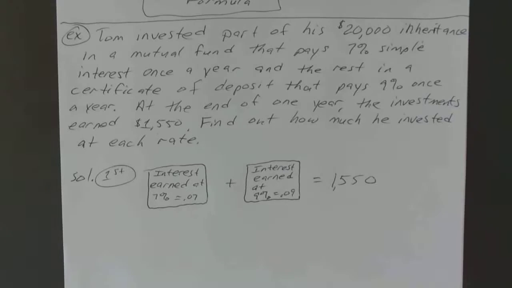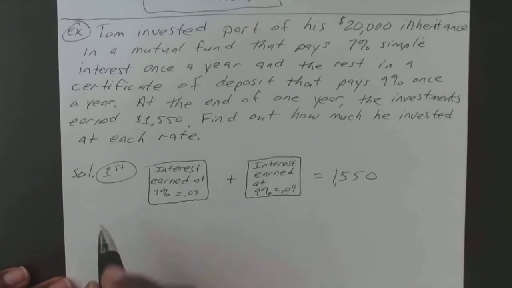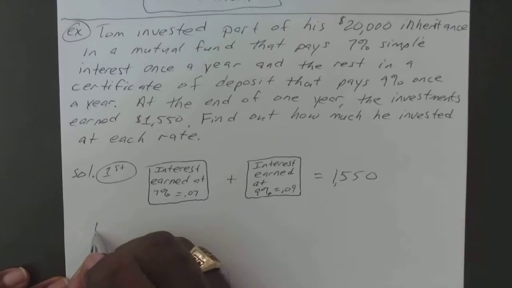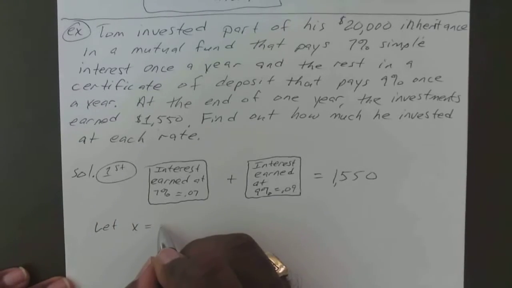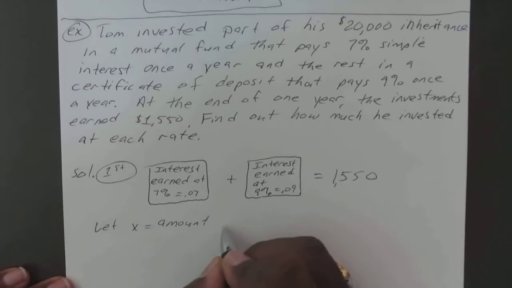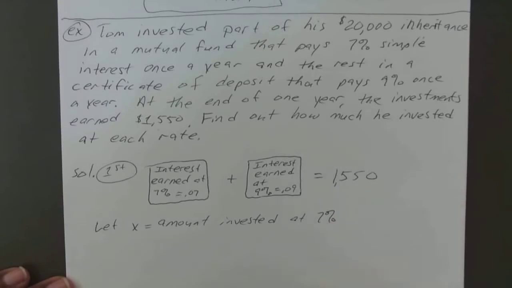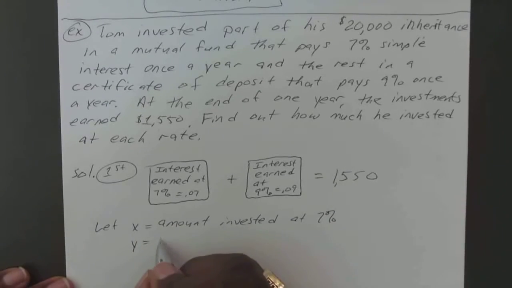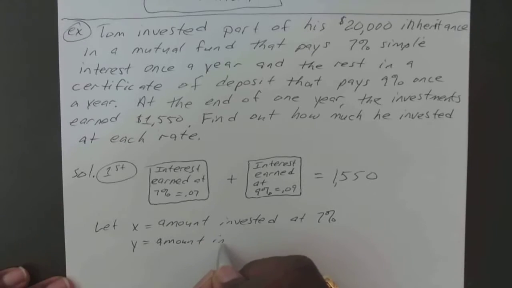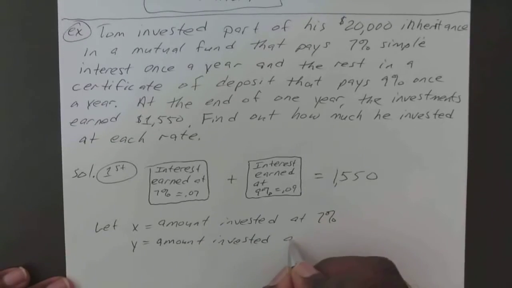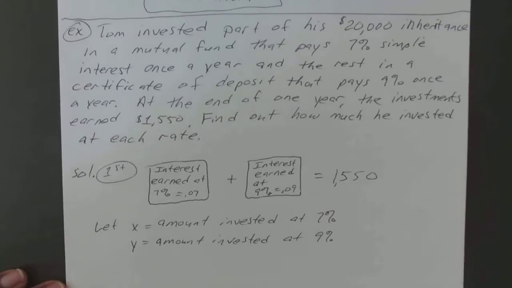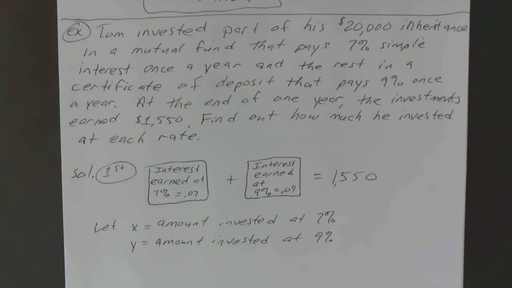So that setup makes sense? All right. Now all we have to do is let x equal one and y equal the other. We'll let x equal the amount invested at 7%, and we'll let y equal the amount invested at 9%. Now we just have to figure out exactly which is which.